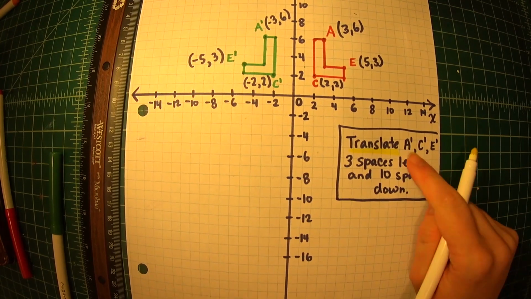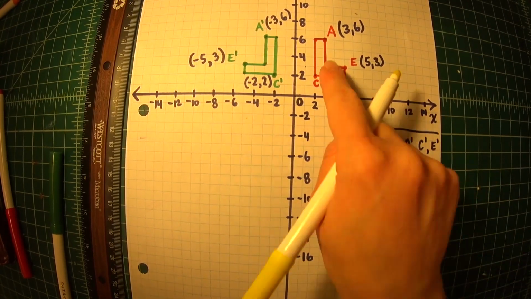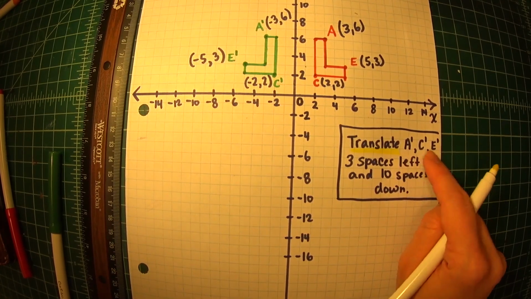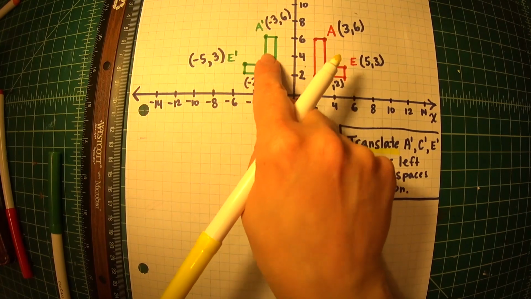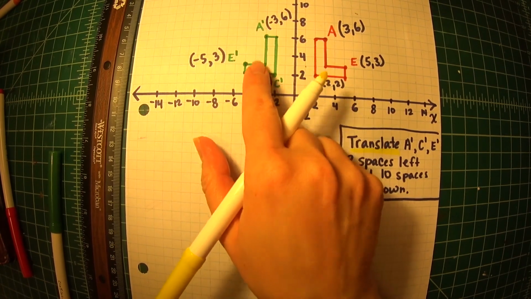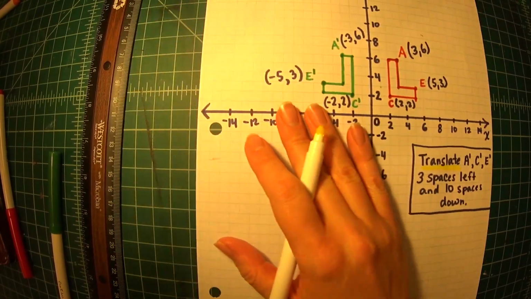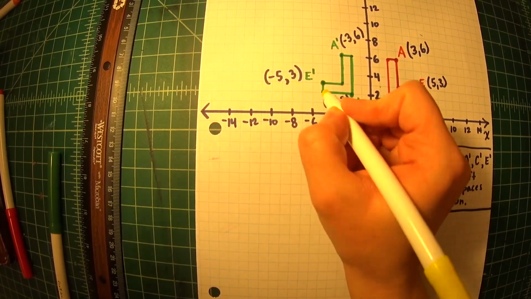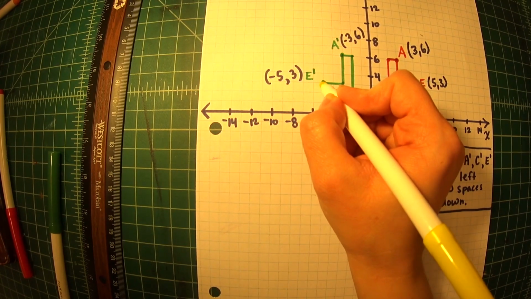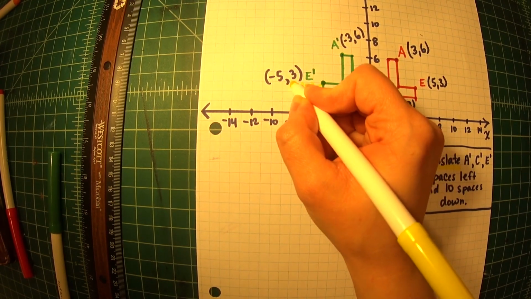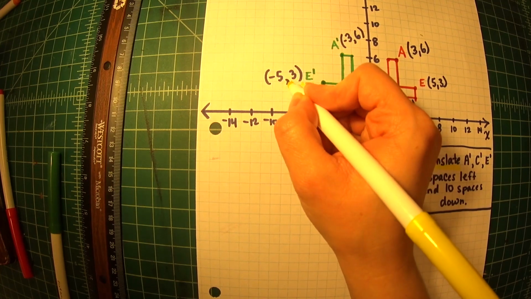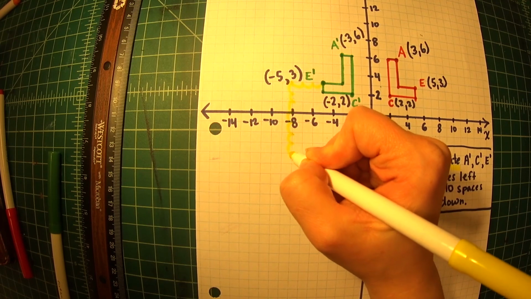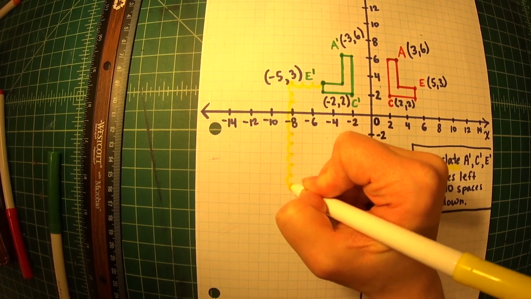So first of all, make sure you're looking at the right image, because we've got 2 images here now. But it specifically asks us to look for A prime, C prime, E prime. So that means this green one here, the second one that we transformed. To translate it, we just go to each point and we slide it. It says 3 spaces left, so we go 1, 2, 3, and then 10 spaces down. So 1, 2, 3, 4, 5, 6, 7, 8, 9, 10.